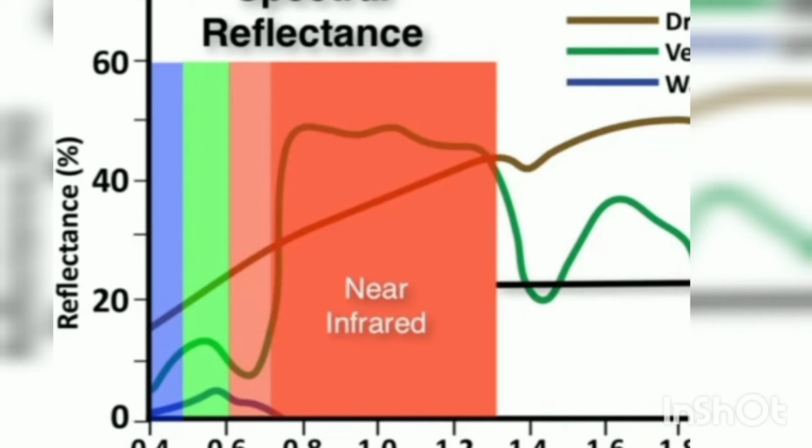yellow orange colors. As we further look into the infrared region, there is a high reflectance for the vegetation, but the infrared region is not visible for the human.